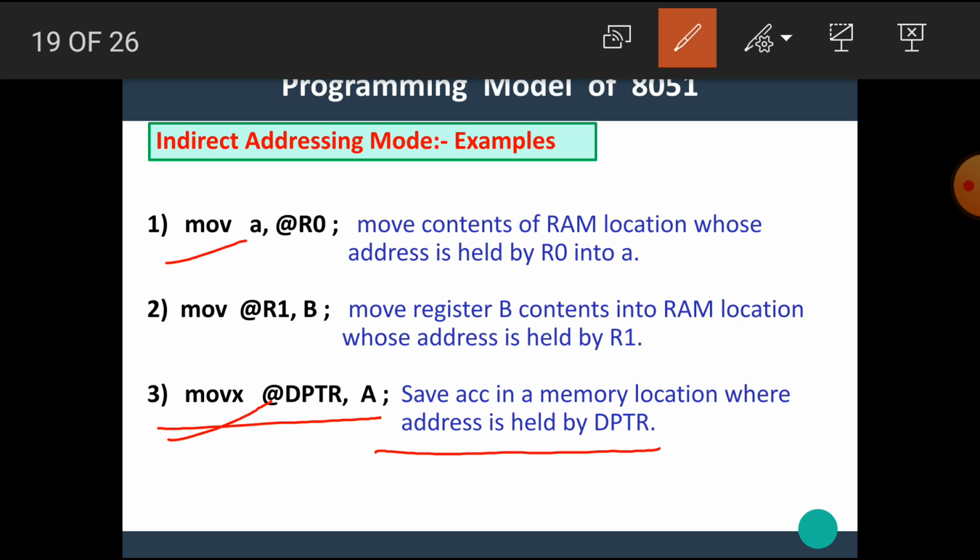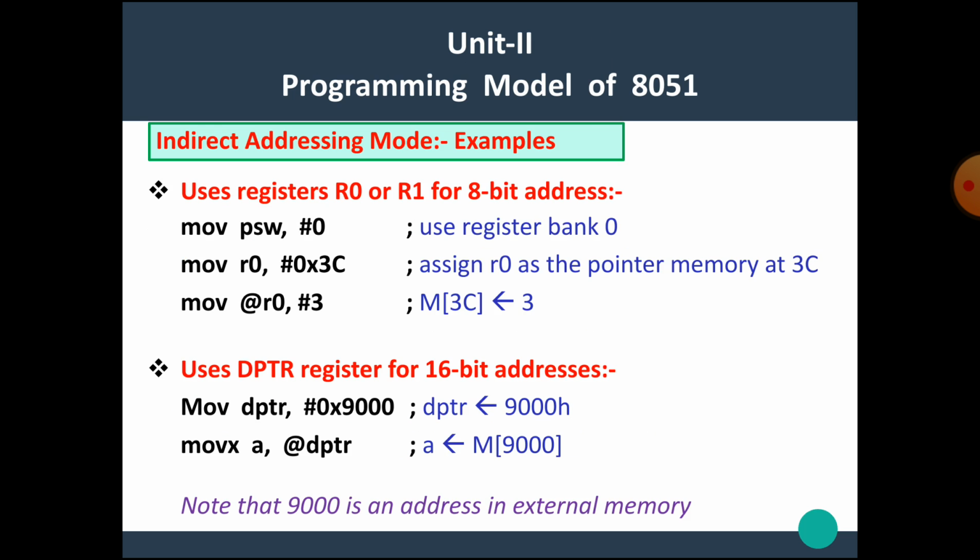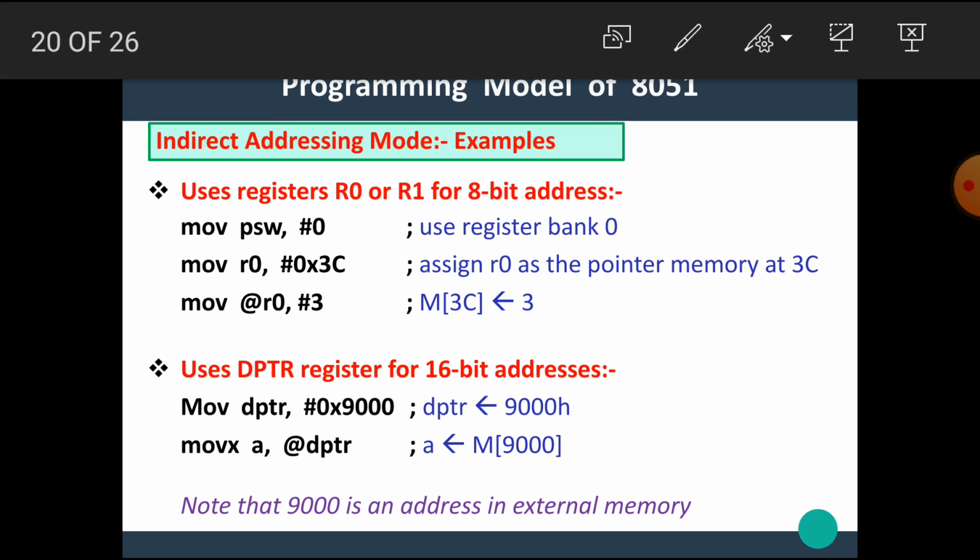I hope you all understand the difference between MOV and MOVX instruction. Let's see once again. The MOV instruction is used when the data is moved inside the internal memory, but when we use the external memory, then we have to use the MOVX instruction. Okay, now let's see another example.